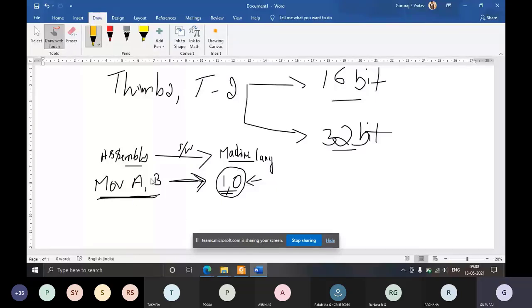So now if you write this MOV A comma B, that will not be understood by the processor. So hence a software, known as a compiler, will convert this MOV A comma B into ones and zeros. Okay, it will convert it to ones and zeros. So I'll give an example. Let's say it will be converted to 1100. Okay.